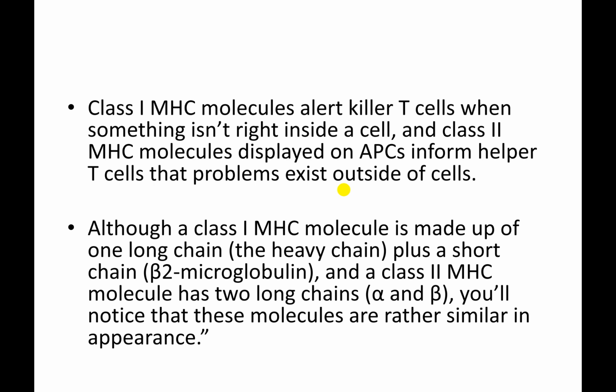Although a class 1 MHC molecule is made up of one long chain, a heavy chain, plus a short chain called beta-2 microglobulin, a class 2 MHC molecule has two long chains, alpha and beta. You will notice that these molecules are rather similar in appearance, but they are different in details.